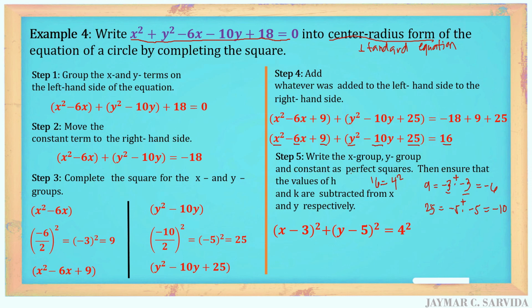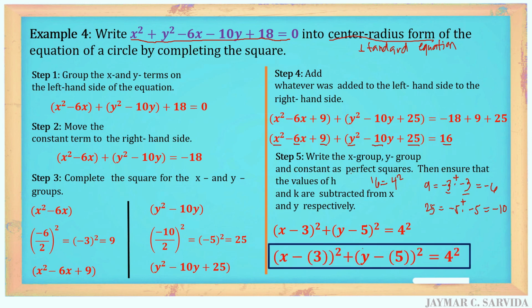Okay, then for the final result, quantity of x minus 3 squared plus quantity of y minus 5 squared equals 4 squared. Okay, so this is the final result now in our example number 4. So ito na yung ating standard equation or the center radius form. This is now the standard equation.